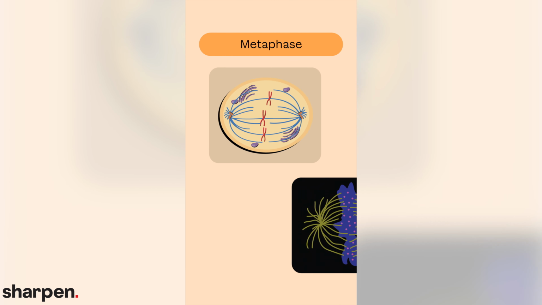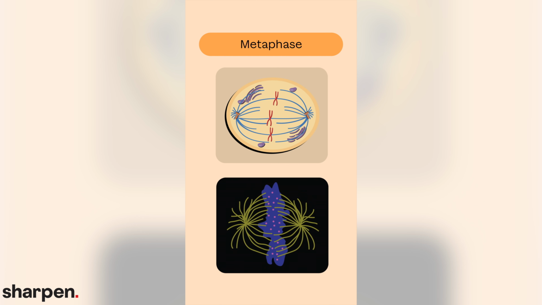The cell then enters metaphase, where all the chromosomes align in a plane called the metaphase plate. The metaphase plate is midway between the two poles of the cell. The chromosomes are now maximally condensed or coiled, and the sister chromatids are still connected to each other.